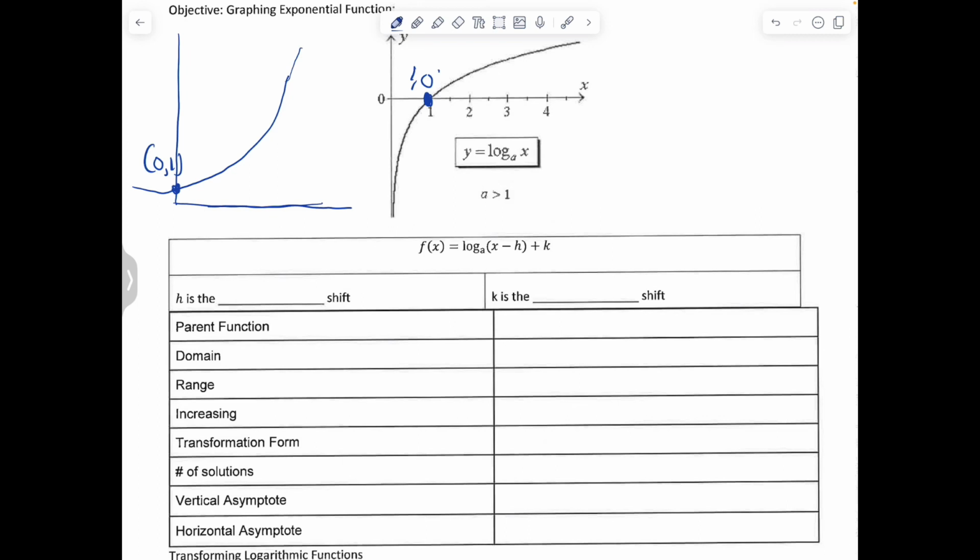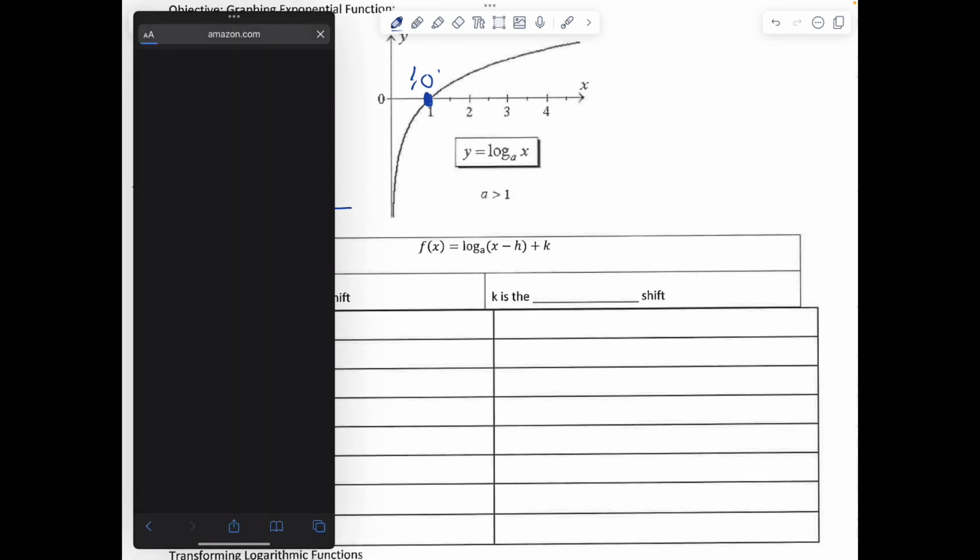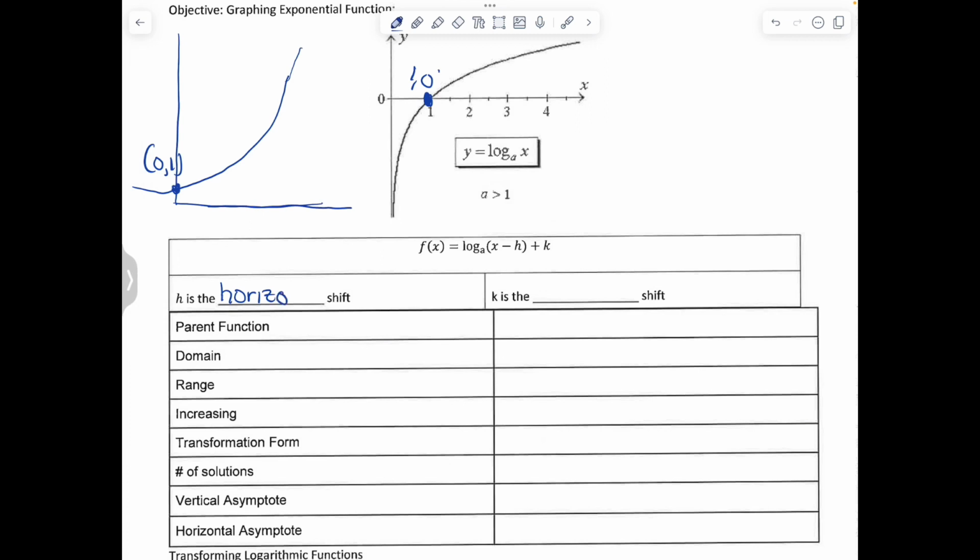So as we graph a log, we're going to use the same format that we've used before. H is going to be a horizontal shift, meaning that it's going to move the graph either left or right. K is going to be a vertical shift, meaning it's going to move the graph up or down. And just like before, what's inside this parenthesis will lie to you.